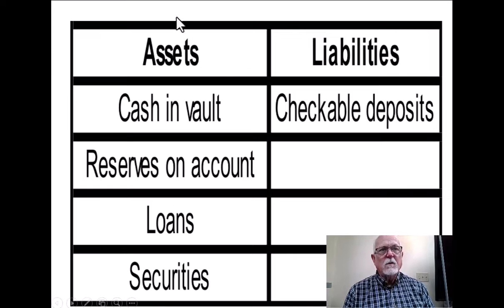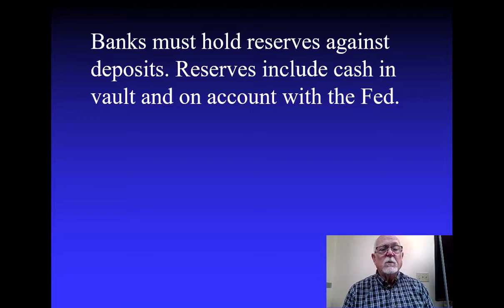So more about this reserves on account. Commercial banks, at least national banks, are required, and state banks can, if they so desire, hold reserves against deposits. What deposits are we talking about? Checkable deposits. Well, how do commercial banks hold reserves? Two ways. Either that cash in the vault, or commercial banks have, in effect, something like a checking account with the Federal Reserve System. We'll say more about the Fed in an upcoming video.